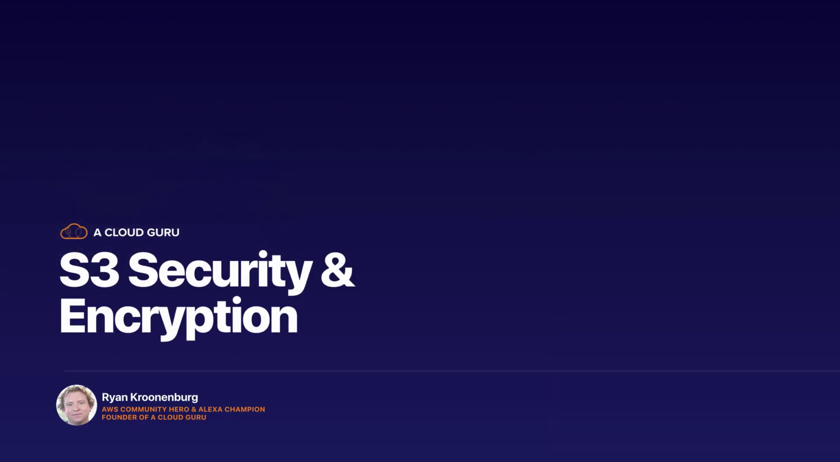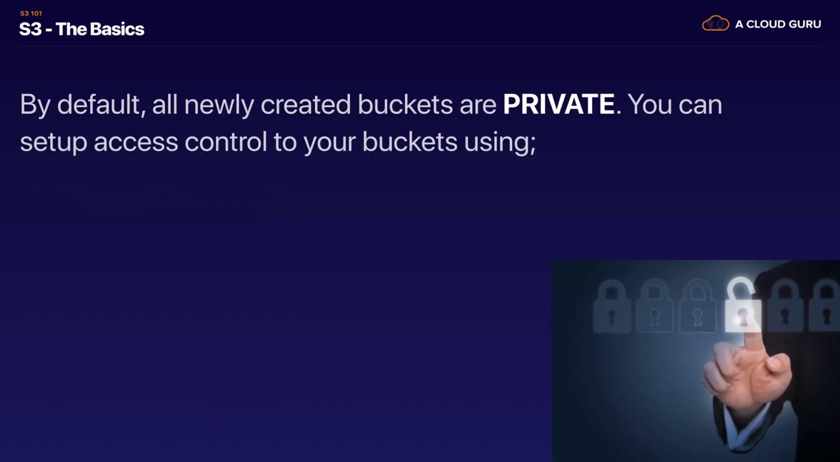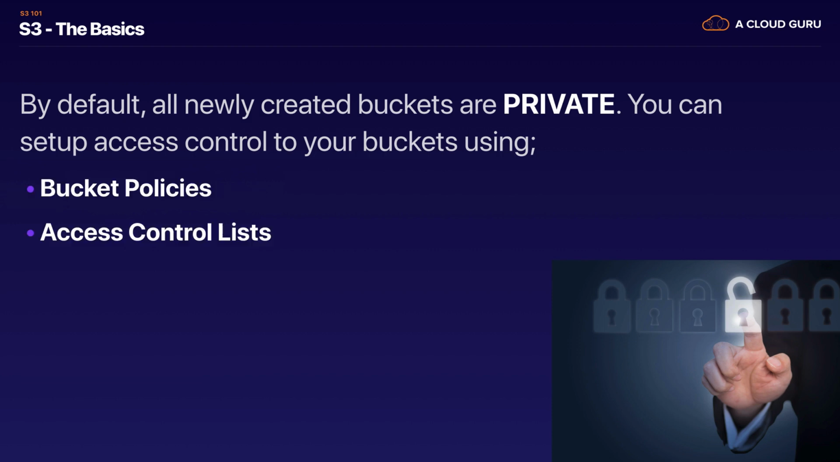In this lecture we're going to learn about S3 security as well as encryption. We learned in the last lecture that by default all buckets when we create them are private, and that was those four little checkboxes. And you can set up access control to your buckets using bucket policies and access control lists. Now bucket policies work at a bucket level, whereas access control lists go all the way down to individual objects.